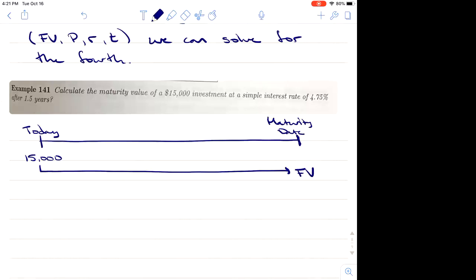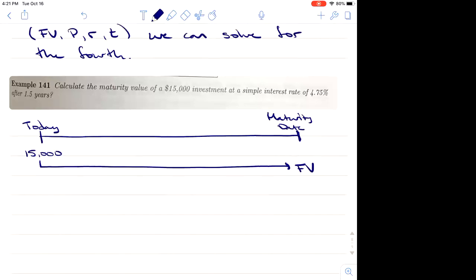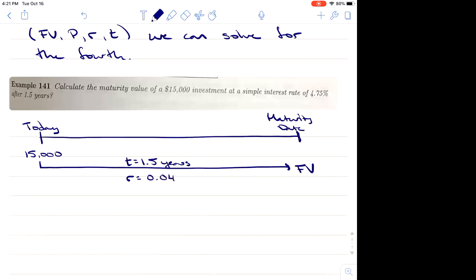We also have to put the time and the rate on the arrow. So the time we know is 1.5 years, and the rate was 0.0475, converting it to a decimal right away. So this is a complete timeline. It's showing that we have to solve for the future value.